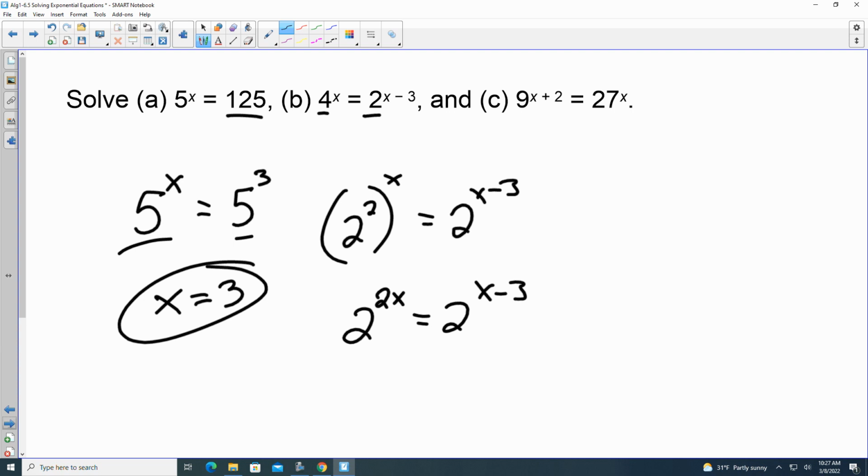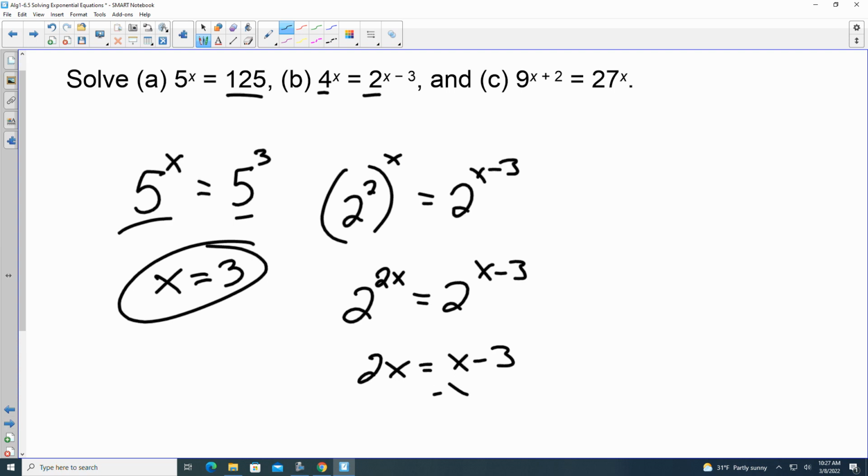Looking at this, this is now the same base. I can now say this is now 2x is equal to x minus 3. I subtract x from both sides. X is now going to be equal to negative 3. And I would encourage you to check these against the original equations to see if they work. I have 9, I have 27.